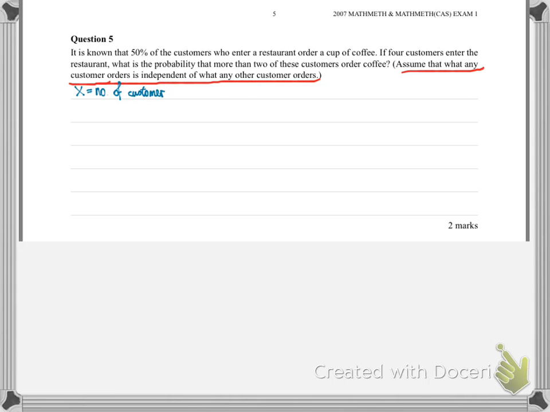So let's define the variable. X is a discrete random variable, the number of customers ordering coffee. X is binomially distributed with number of trials 4 and the probability of success a half. We want the probability that x is greater than 2. Well, for discrete numbers, that has to be x equals 3 and x equals 4.